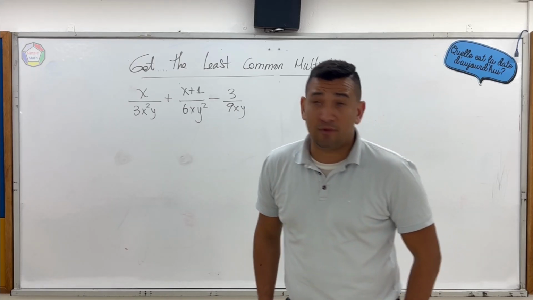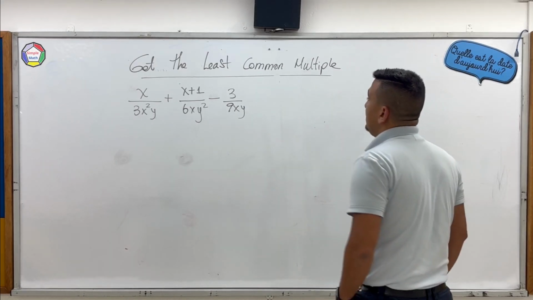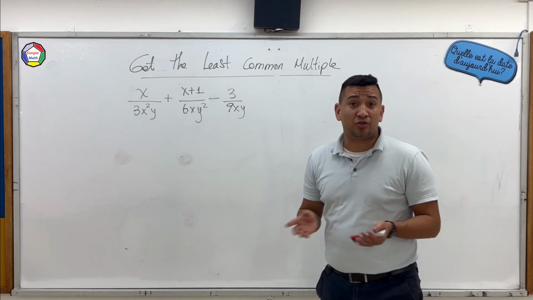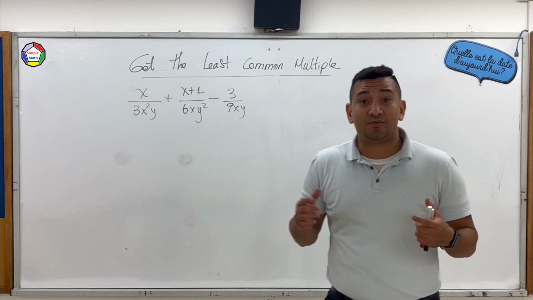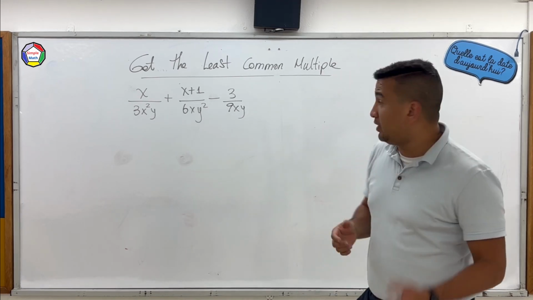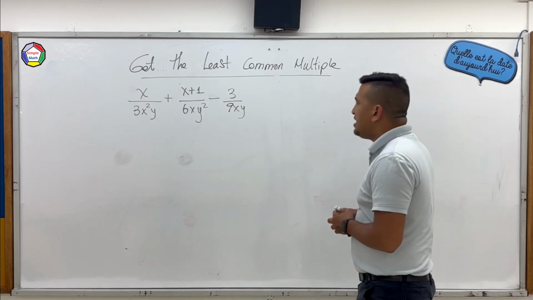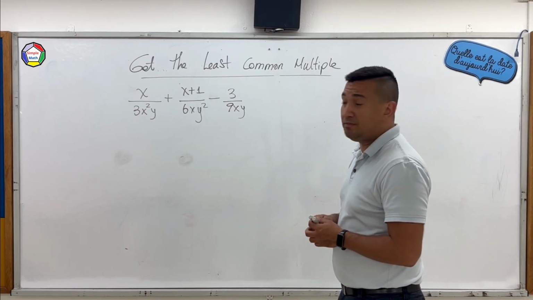Welcome to Simple Math. Today I will explain our first example about adding and subtracting algebraic fractions. Remember, to add and subtract fractions, the denominators must be the same. In other words, we need to get the least common multiple between these denominators. So remember the way we get the least common multiple.